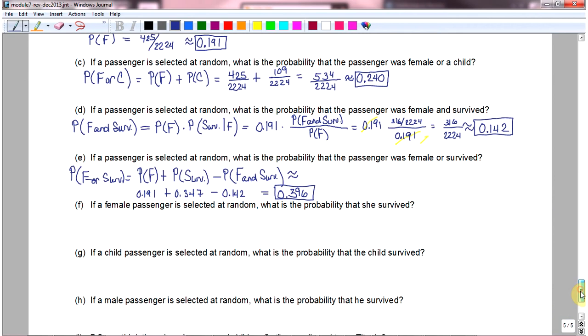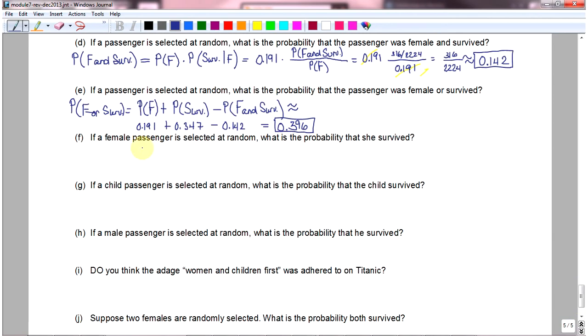For part F, if a female passenger is selected at random, what is the probability that she survived? So we're interested to know if she survived given that she's female. So our formula, this is what we learned today, is going to be to find the probability that she was female and that she survived, divided by the probability that she was female.